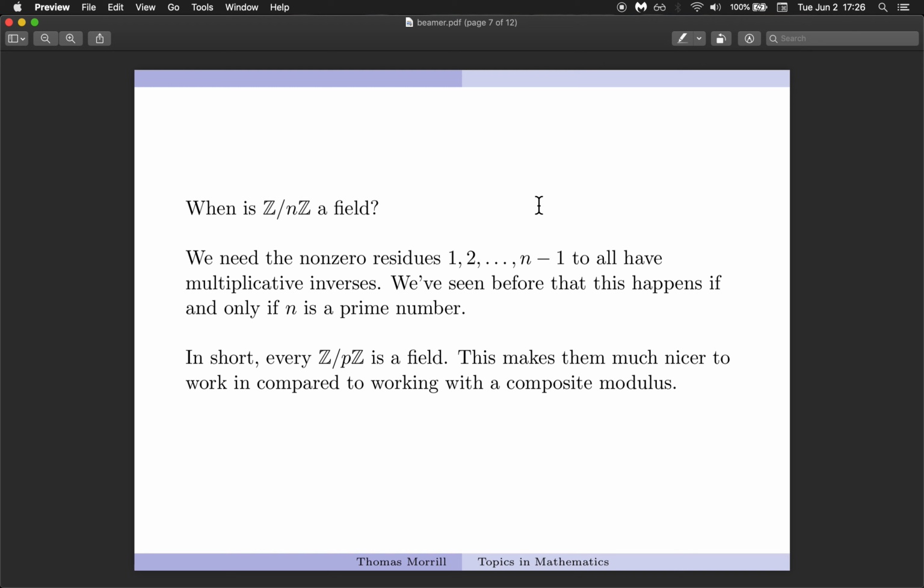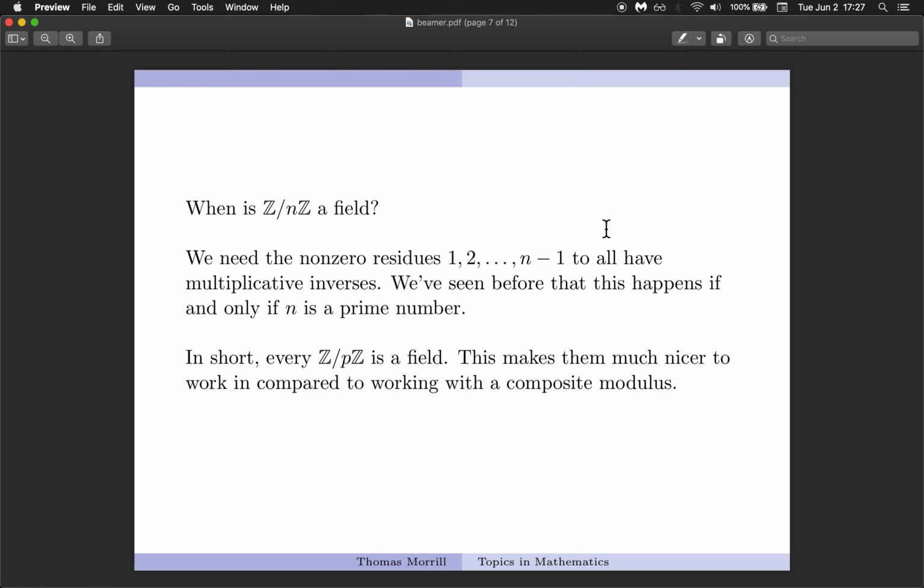In order for this system to make a field, which again is what we need to do this form of cryptography, all of the non-zero residues, starting at 1 and 2 and 3, all the way up to n minus 1, every one of these residues needs to have a multiplicative inverse. So this is a problem that we've looked at much earlier in the term, back when we were meeting face-to-face, and we learned that this can only happen if n is a prime number. And conversely, this always happens for prime numbers.